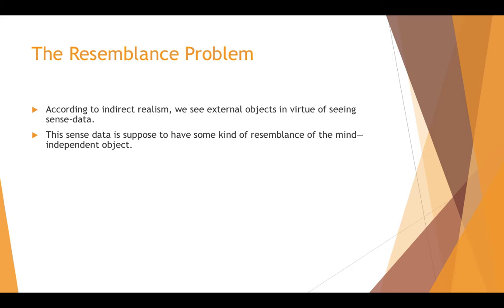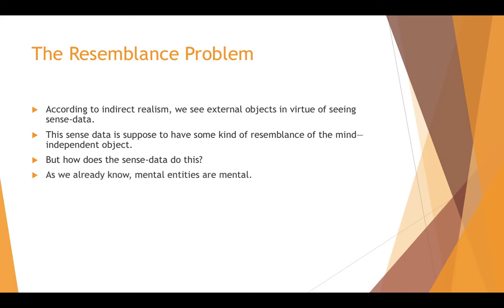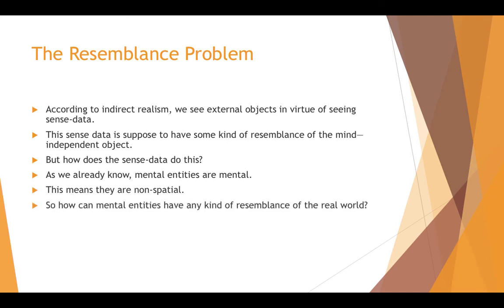And what allows us to have unique experiences of perception is that the sense data is supposed to have some kind of resemblance of this mind-independent object. So we have a direct relationship with the sense data, and the sense data resembles the water bottle, for example. But how does the sense data do this? It doesn't actually explain how sense data is able to have any kind of resemblance to a mind-independent object. Because as we already know, mental entities are mental. They are non-spatial, okay? They are within the mind. So how can mental entities have any kind of resemblance of the real world?